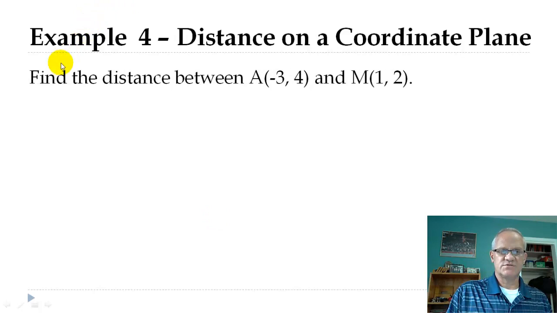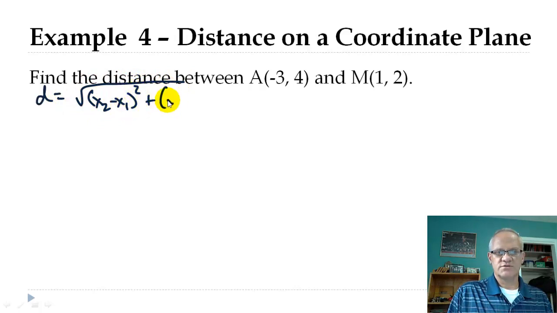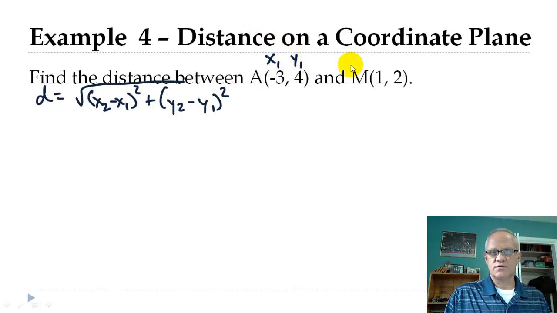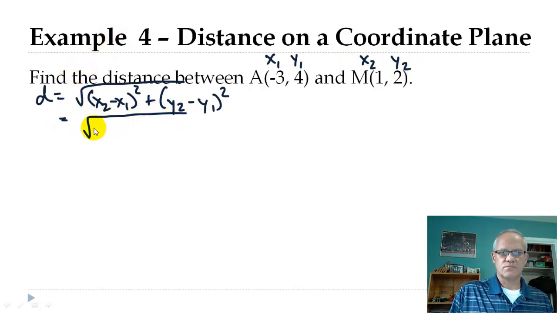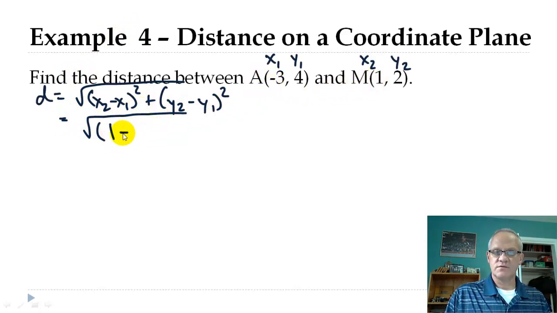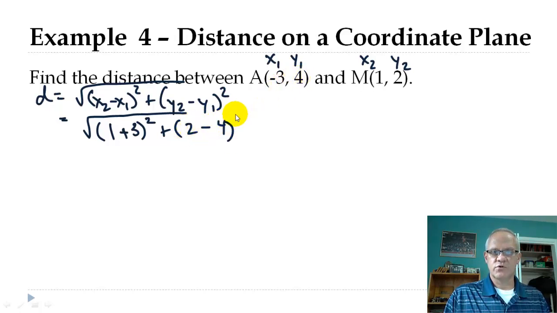And one more here, just to get a little extra work on this. So again, remember our formula here. Square root of x2 minus x1 squared plus y sub 2 minus y sub 1 squared. All right, let's write in here, this is x1, y1, this is x2, and y sub 2. Let's plug in our points. So this is going to be the second x, so 1 minus, again, a negative, so minus a negative makes it plus, 1 plus 3. Second y is 2 minus 4 squared.